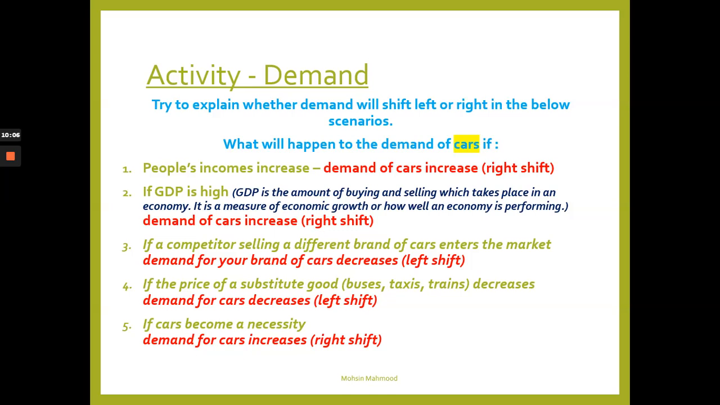If GDP is high, so if the amount of buying and selling or economic growth is high in an economy, demand of cars should increase. If there's economic growth, people are better off. They have more income again. Demand of cars should increase. It should shift to the right. If a competitor is selling a different brand of cars into the market, demand for your brand of cars should decrease. It should shift to the left. The demand curve should shift to the left. This is because now you're up against competition.